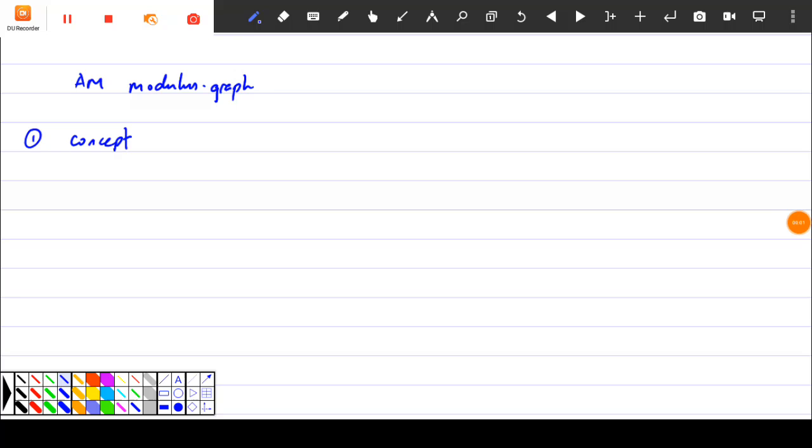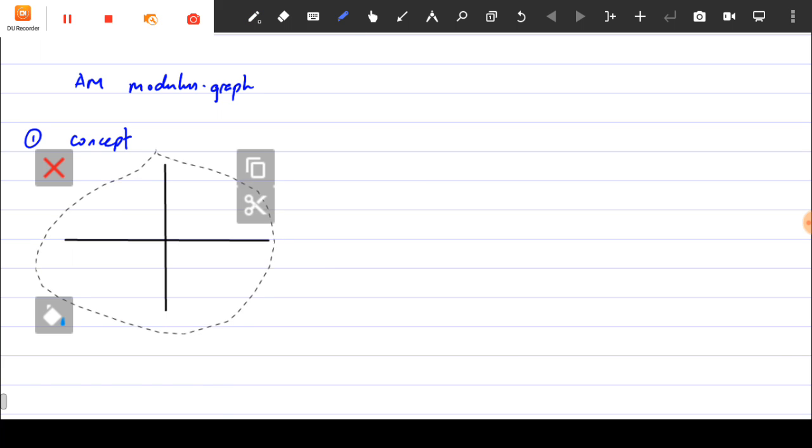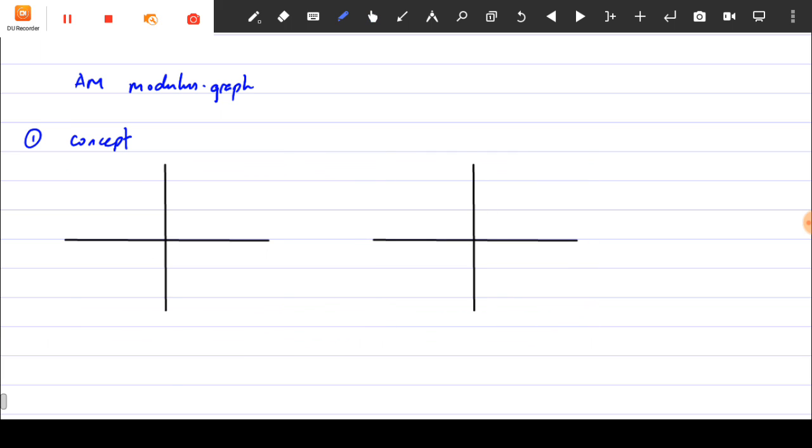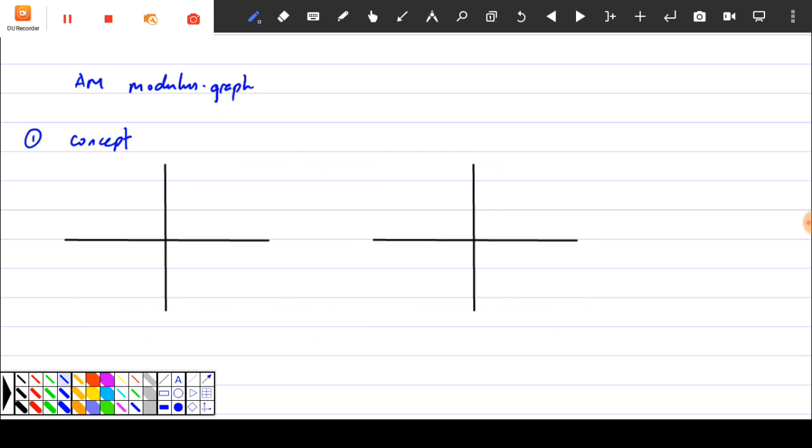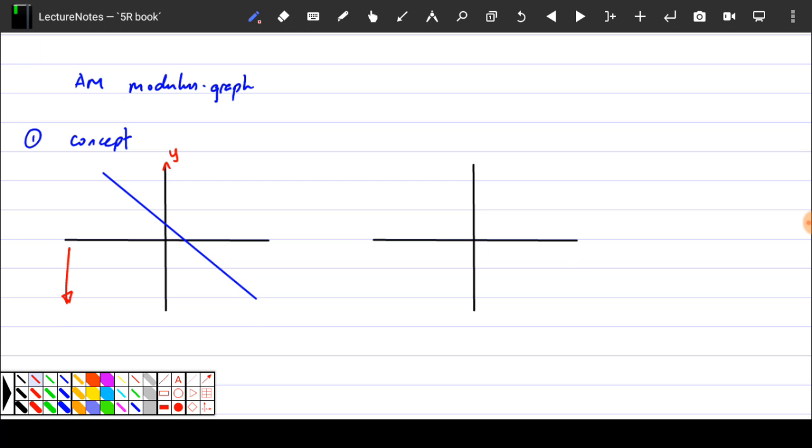For a modulus, the concept is this. Say, for example, I have a straight line and an axis. If I have a straight line like that, the idea of modulus is that everything below the y-axis will be reflected up. So there will be a line going up like that. This is the final graph, and I have to make this part a dotted line, or erase it away. So this is the idea of modulus.